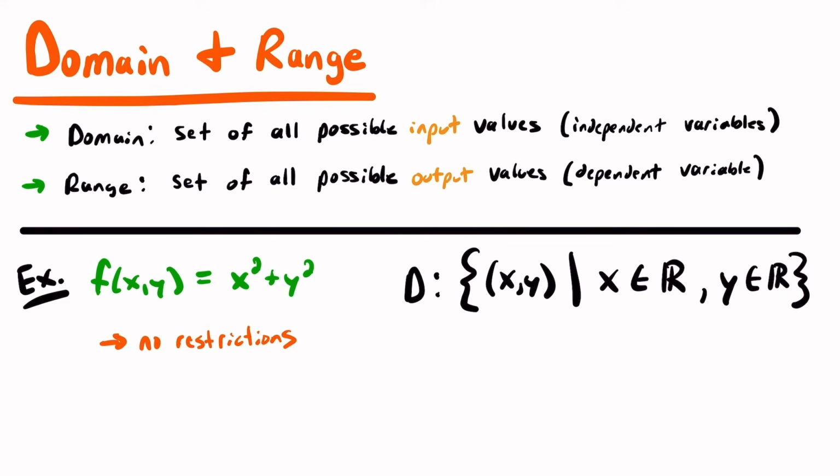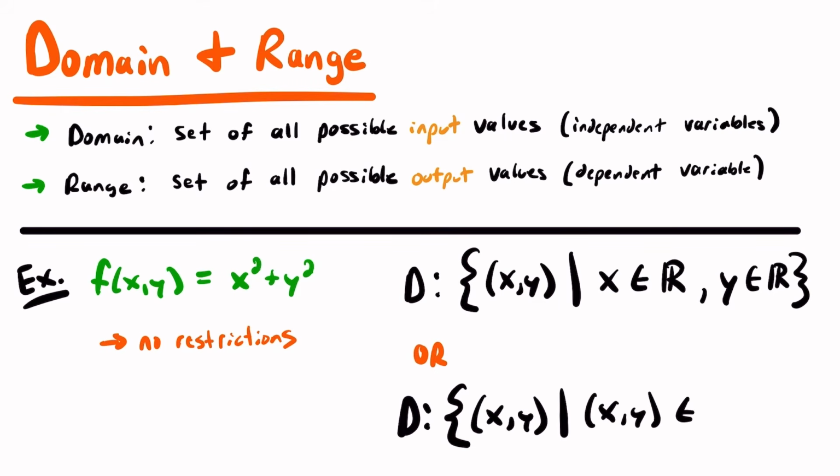Now, there is another way that you could write this. Instead of writing out x and y individually here, you could also write the domain like this. You could say that the domain is the set of all values (x, y) such that (x, y) belongs to R squared. And R squared is not just the set of all real numbers, but rather the set of all ordered pairs of real numbers. In other words, it's all the points in a plane. That's what R squared represents.